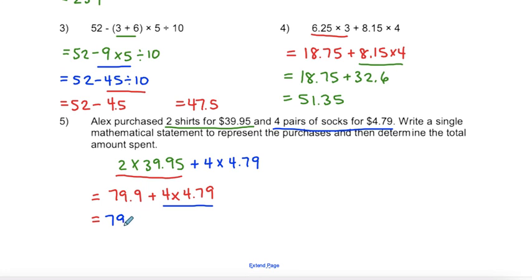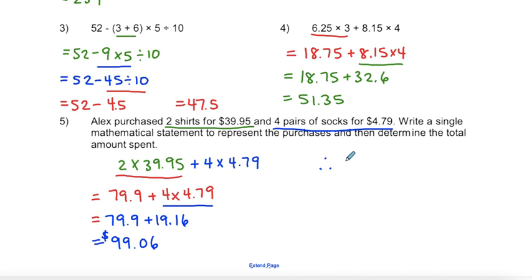So I write 79.9 plus 19.16. And lastly, I add those two together to give me a value of 99.06. Now this value here represents a dollar amount, so I have to include my dollar symbol in my final answer, and I should also include a therefore statement or my concluding statement to finalize my word problem.